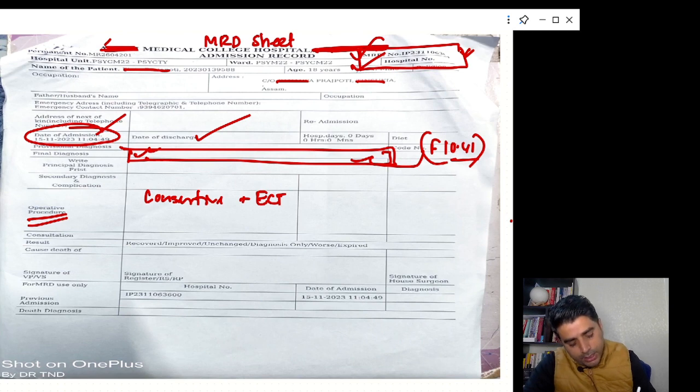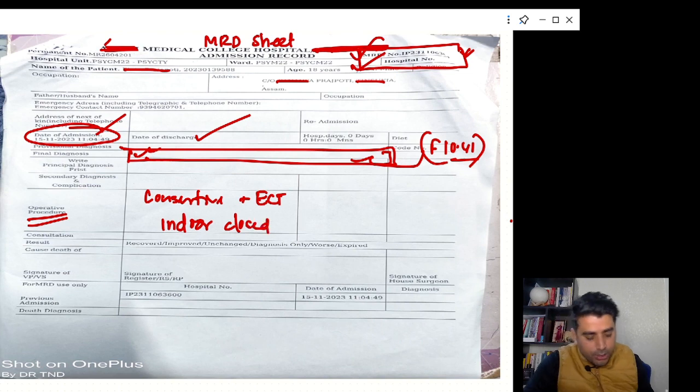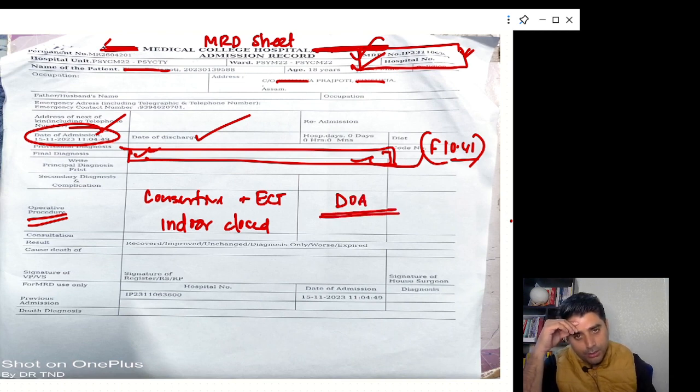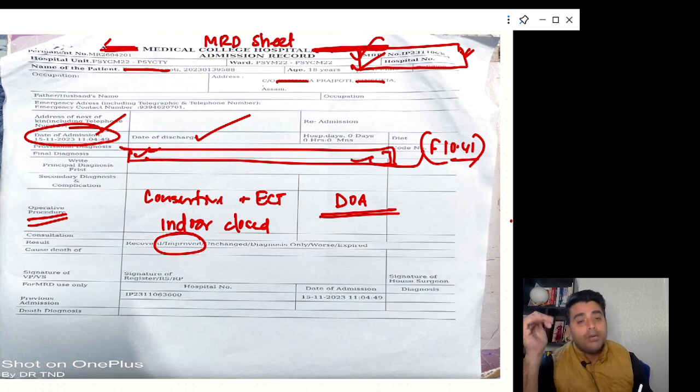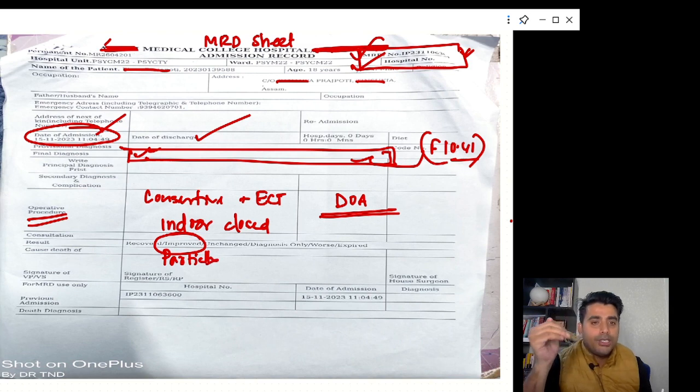And we can write here indoor register closed, because you have to close the indoor register, since any patient who comes for admission will have an indoor register, and I will talk about this. And here the patient is discharged on advice. You can write it in short form also. And what is the result after treatment? The patient is improved in case of discharge on advice, but if it is discharge on request, you need to write partially improved.